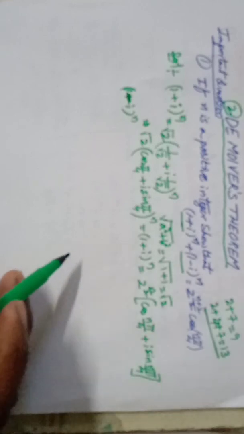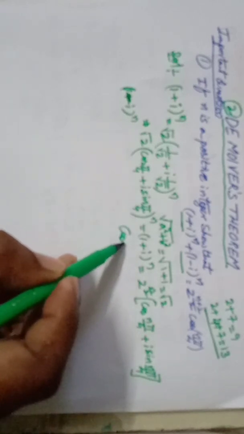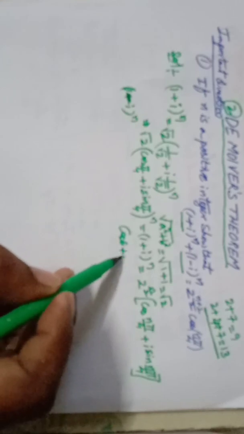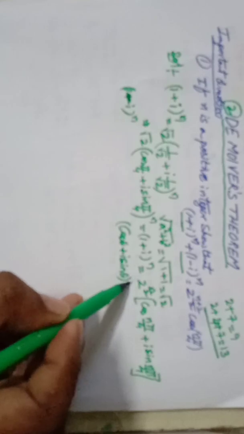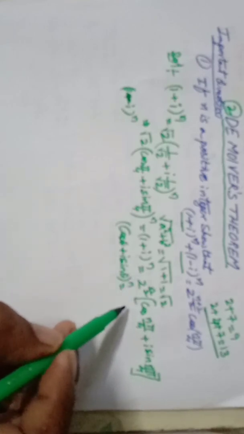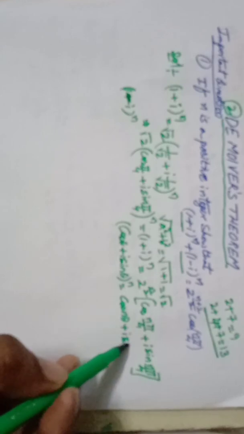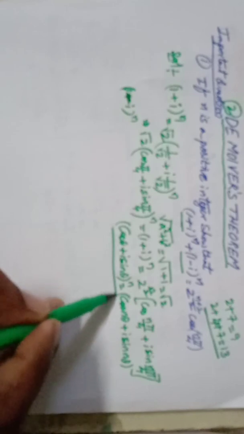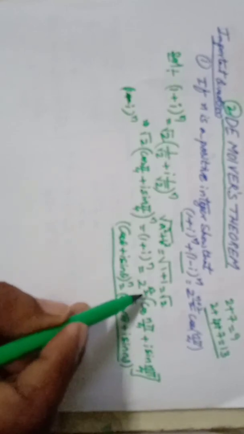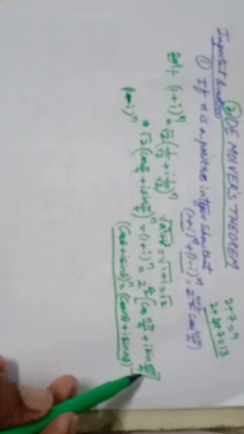So what is De Moivre's theorem? I will write here: (cos theta plus i sin theta) whole to the power of n is equal to cos n theta plus i sin n theta. That is De Moivre's theorem. By using this theorem, you have written 2 to the power of n by 2, cos n pi by 4 plus i sin n pi by 4.